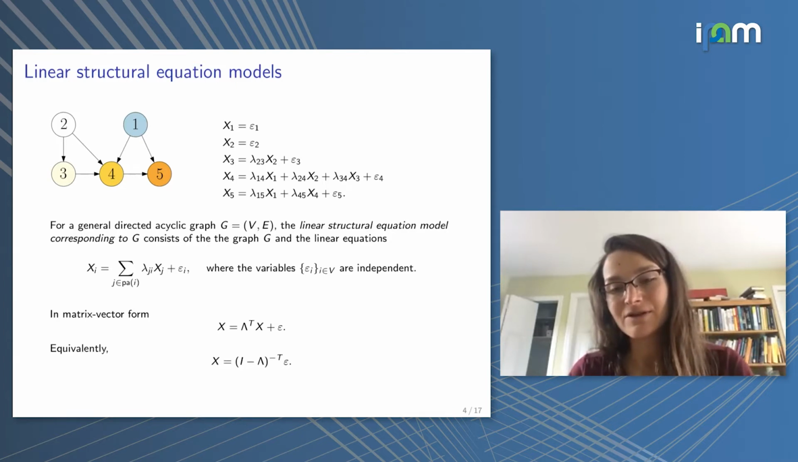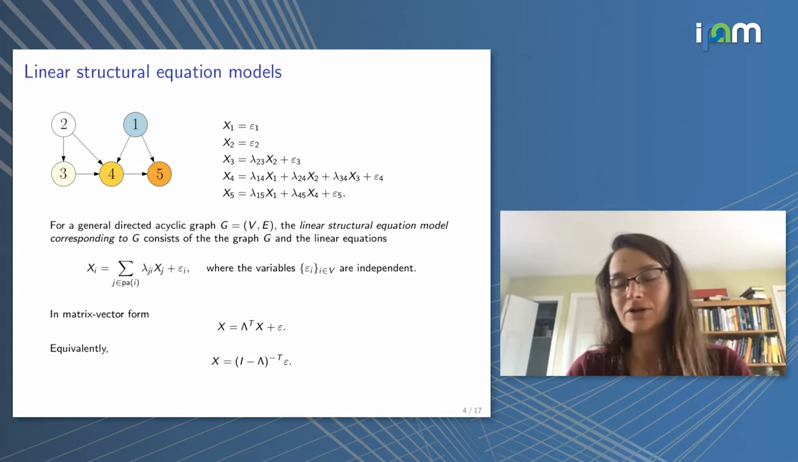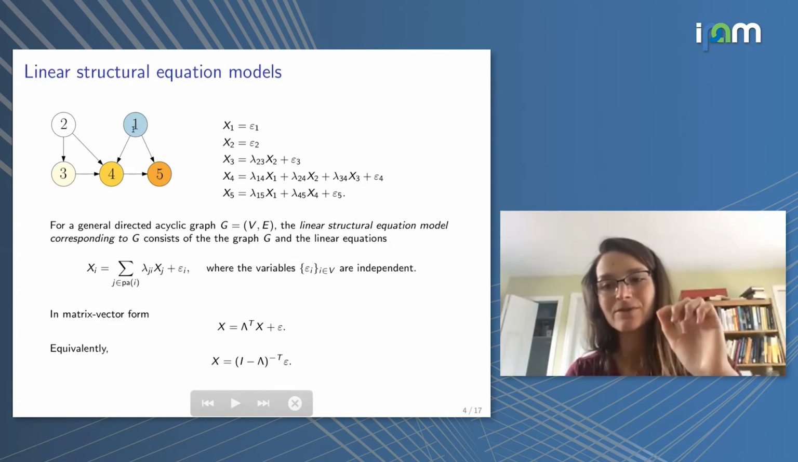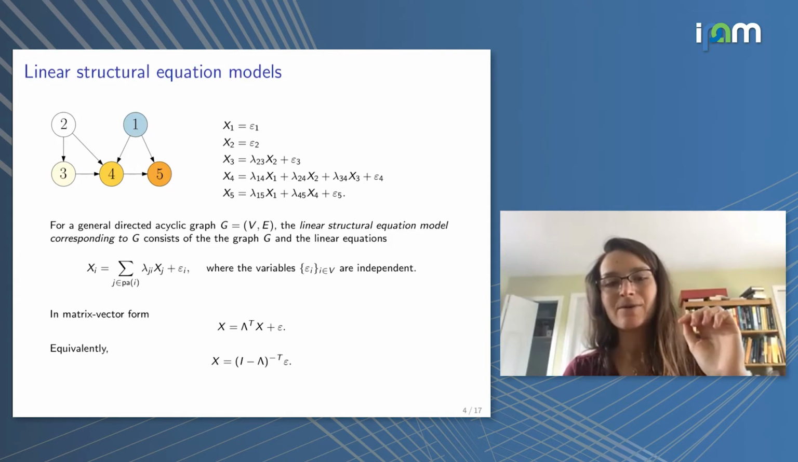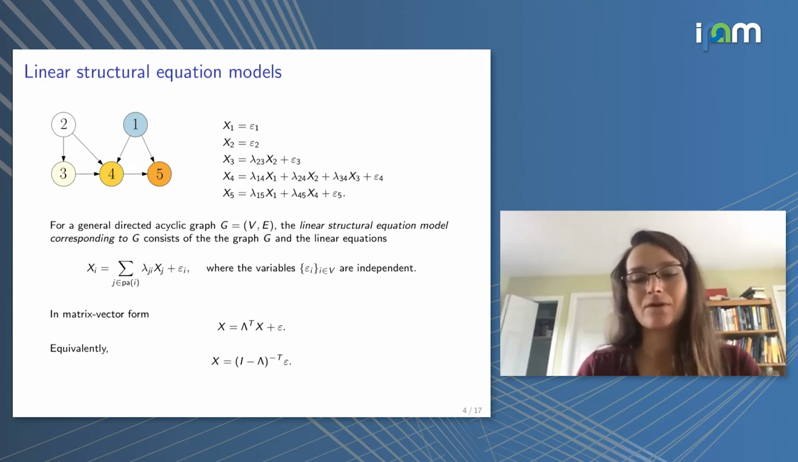Oh, and I forgot to say that, because the graph G is acyclic, this matrix I minus lambda is always invertible. The reason is that lambda is strictly upper triangular if you order the vertices so that all arrows go from a smaller number to a larger number. And so then I minus lambda is upper triangular with ones on the diagonal, and so it's invertible.